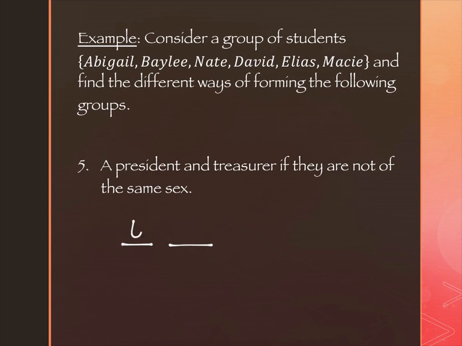6, because there's 6 people, and all of them could be president. However, once I pick my president, how many different options do I have for treasurer? 3. Why is it 3 and not, say, 5? Because they cannot be the same gender.